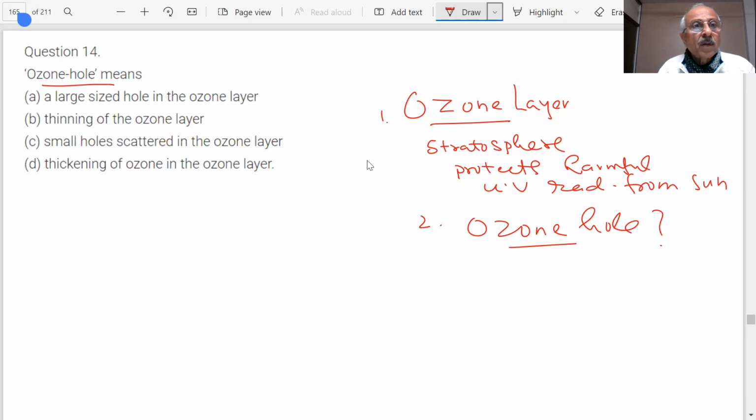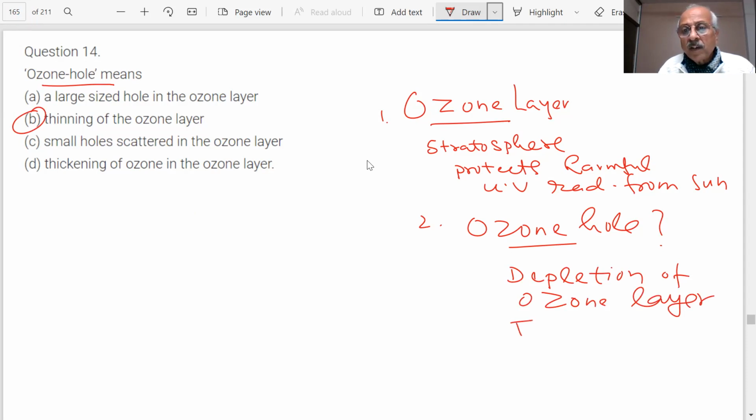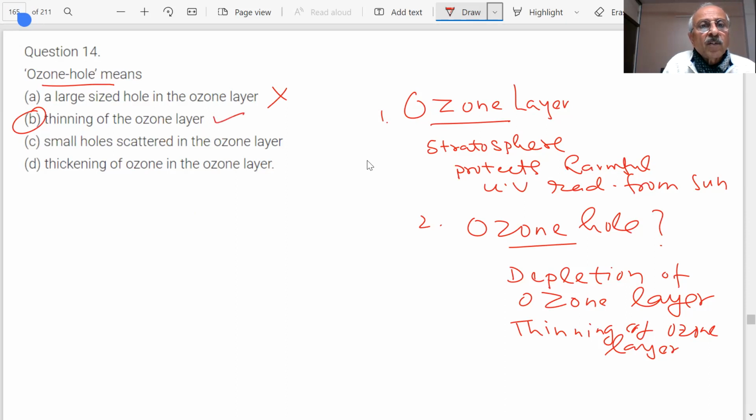Sir, option B. Option B. Okay. What is happening? There is a depletion of the ozone layer. That means there is a thinning of the ozone layer. Large size hole in the ozone layer, thinning of the ozone layer, small holes scattered in the ozone layer, thickening of the... that's also wrong. The correct answer is B, and students get 1 full mark.